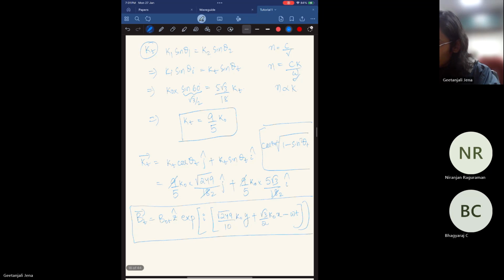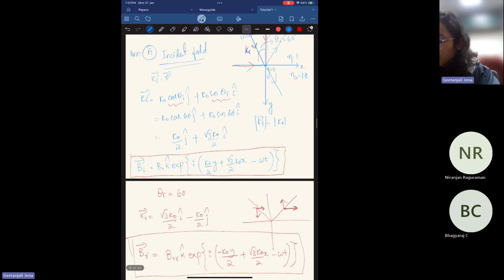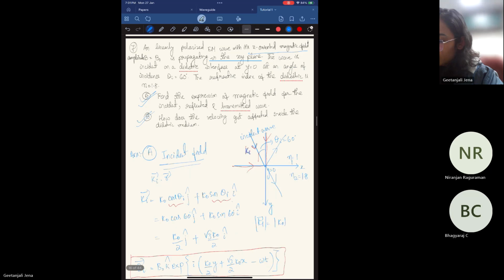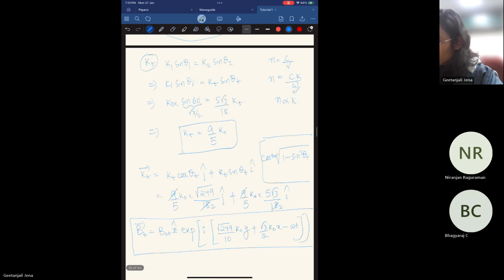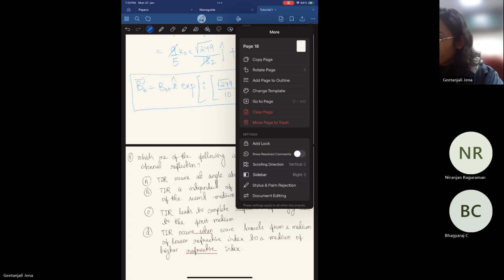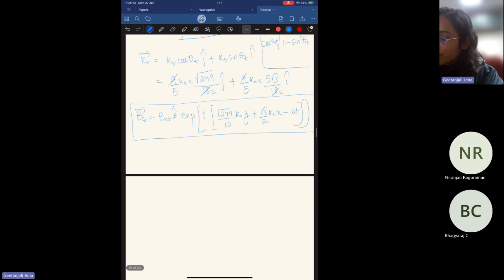Okay. So you find out what is the expression for incident, what is the expression for reflected, and what is the expression for transmitted wave. Now the next part is to calculate how does the velocity get affected inside the dielectric medium. So you know that whenever wave travels, the velocity got changed. And I think you already know the answer for this.